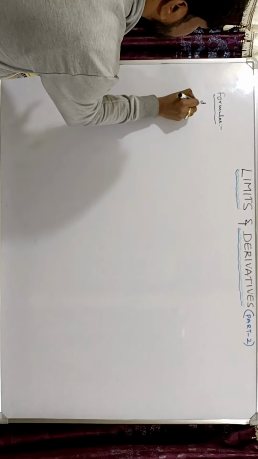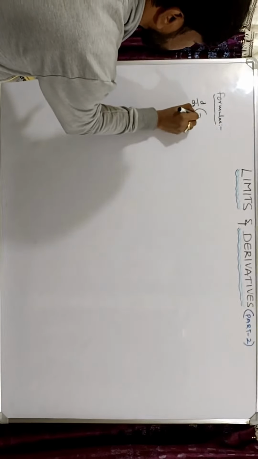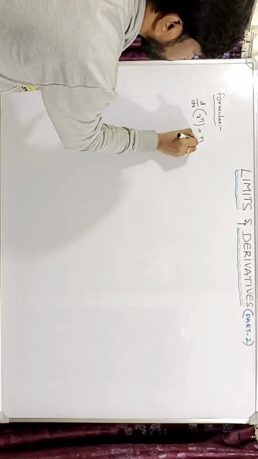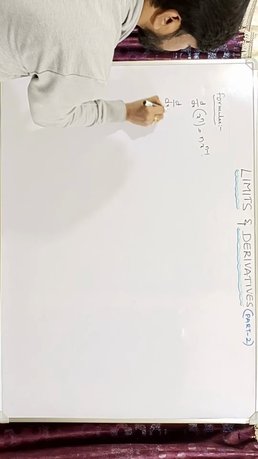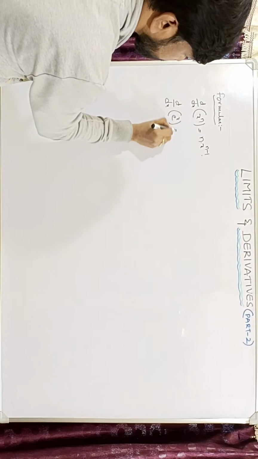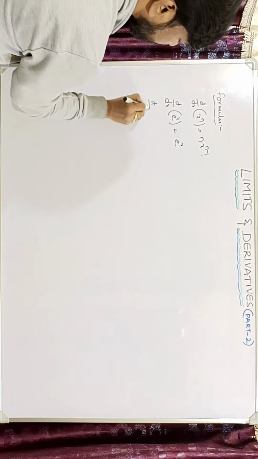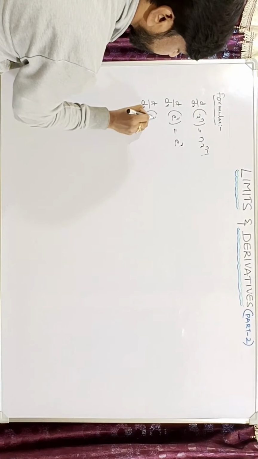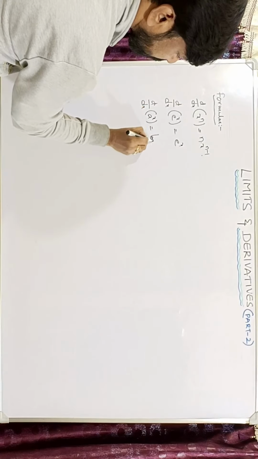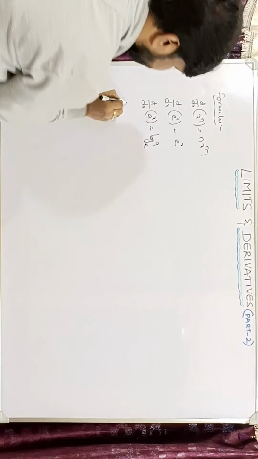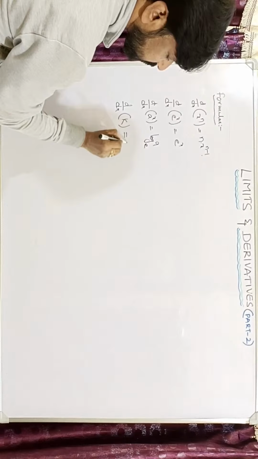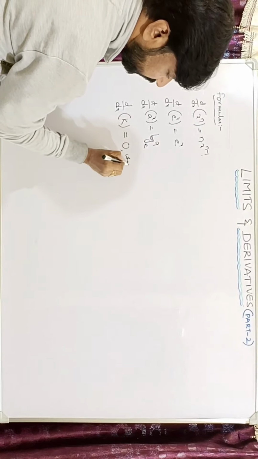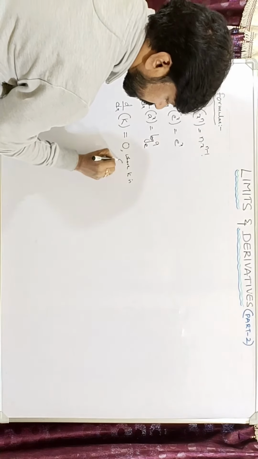The very first formula: d by dx of x to the power of n is equal to n into x power n minus 1. d by dx of e power x is equal to e power x. d by dx of a power x is equal to a power x into log a base e. d by dx of a constant is 0, where k is a constant.